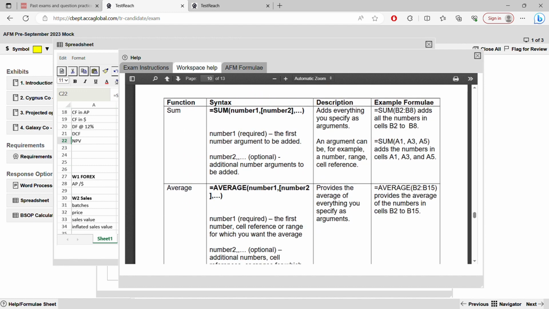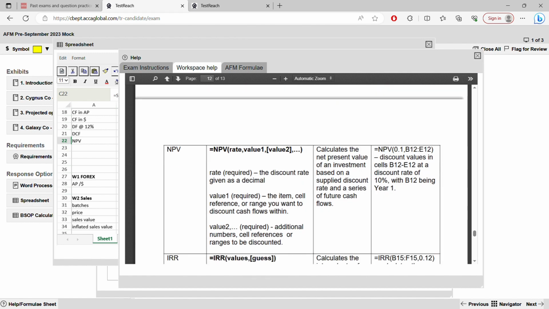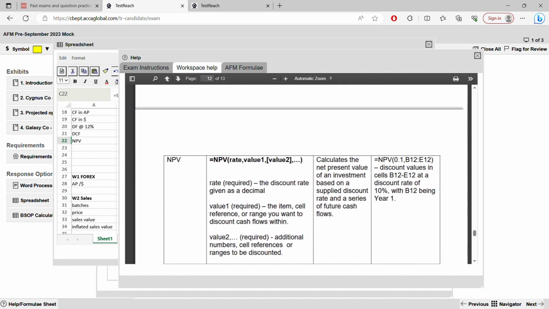I've made a video on this before, but I still want to show you again that you can calculate net present value using a function. Once you get the net present value, get the discount factor, comma, take your cash flow from 1 till the end, not year 0.